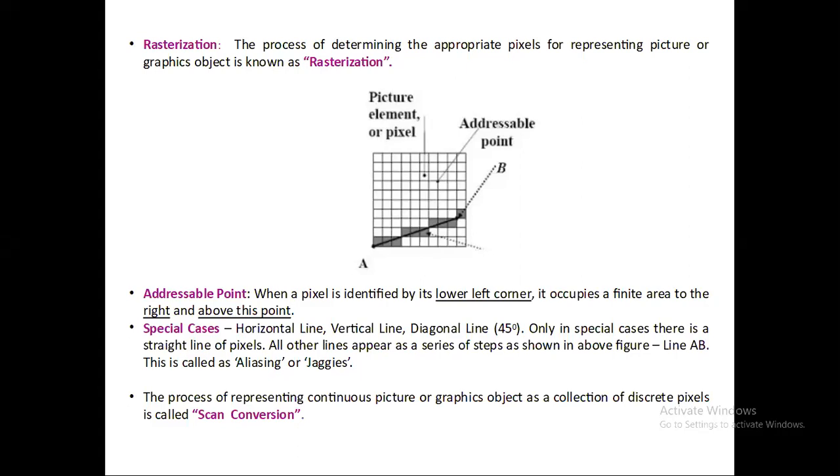Now, rasterize the line means what? You have to find the pixels that come in between the 0, 0 location and 5, 5. So 0, 0 is the starting point, 5, 5 is the ending point, and in between you have to identify each and every pixel. So you have to rasterize those pixels. Rasterization means you have to determine the appropriate pixels for representing a picture or graphics object, and this process is called rasterization.